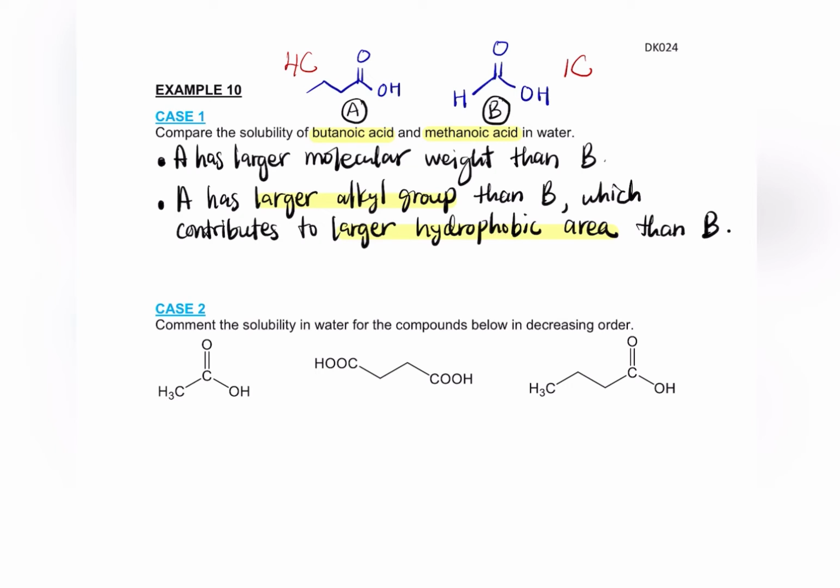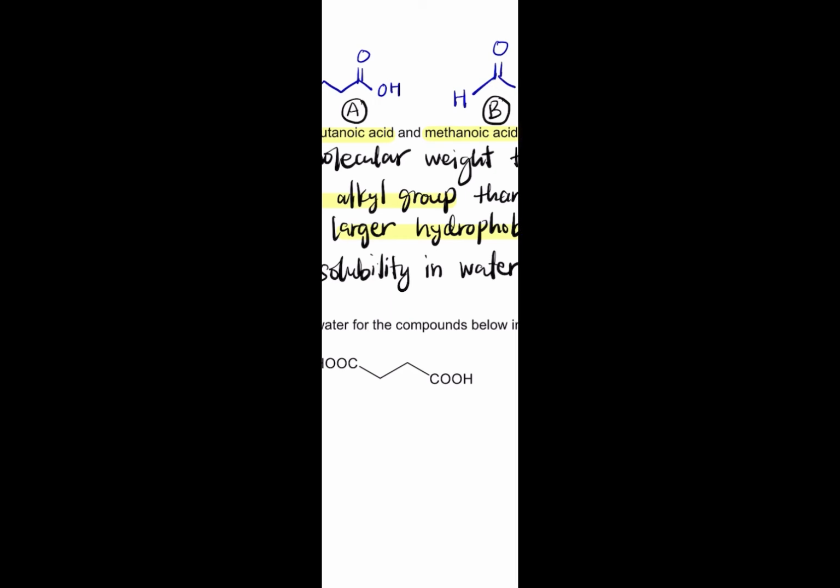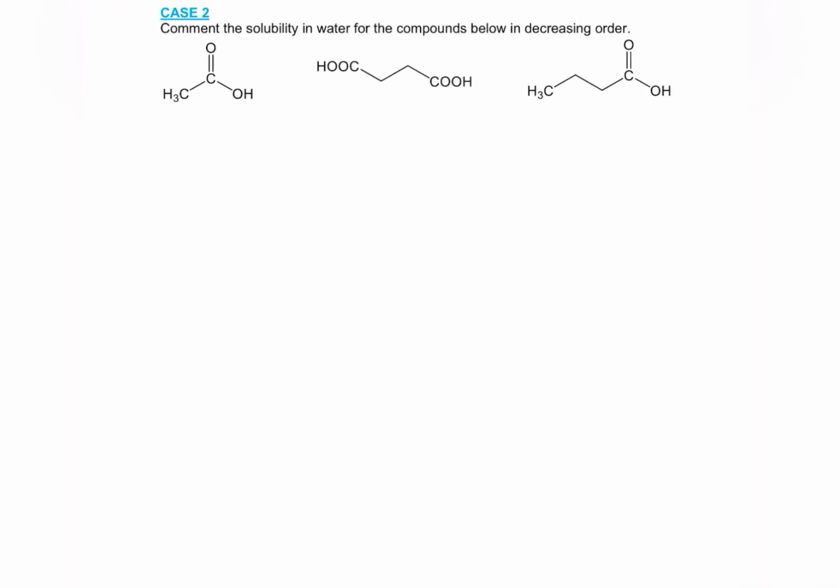So last point, you have to tell which one has the lower solubility in water. So of course, in this case it is A. So my third point, I'm going to write it down as A has lower solubility in water than B. So if you got all these 3 points correctly, you will get 3 marks together. So this is how you want to get the full mark for case 1. Now let's continue with case 2.